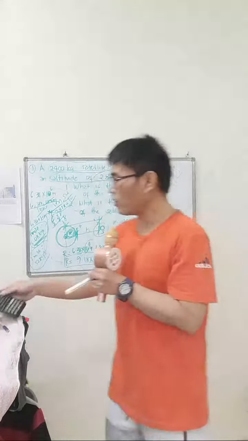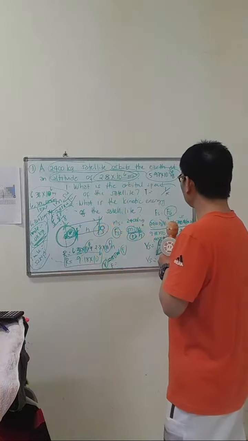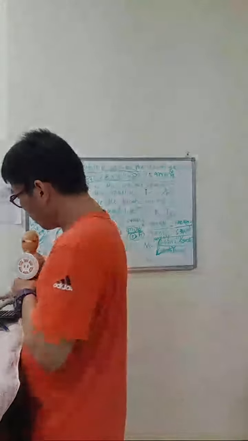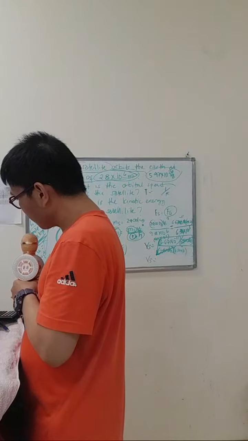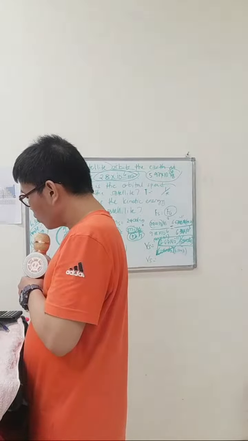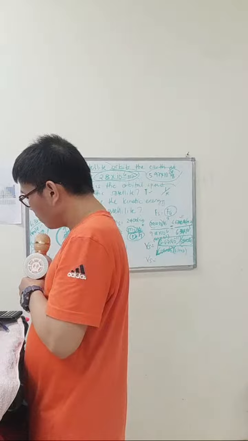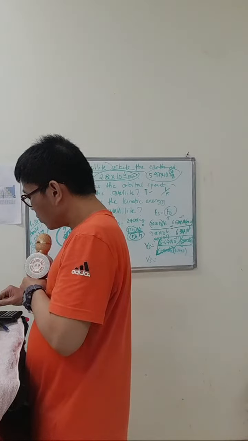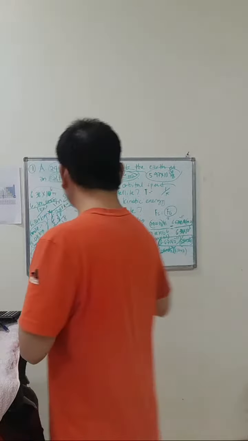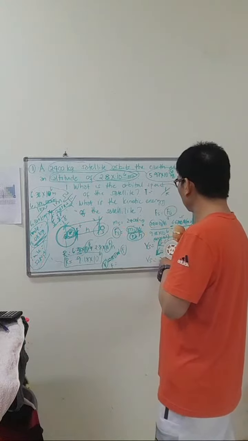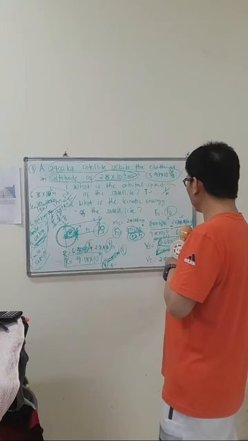You still have to square up this portion. Square up, you need to raise it to the power 2. So you have 1, 2, 3, 4, 5, 6, 7. 2.4 times 10 to the 7 meter per second.